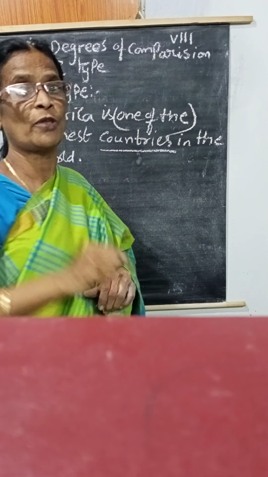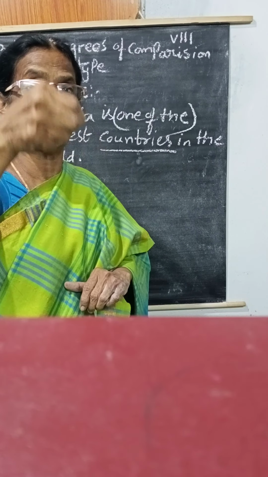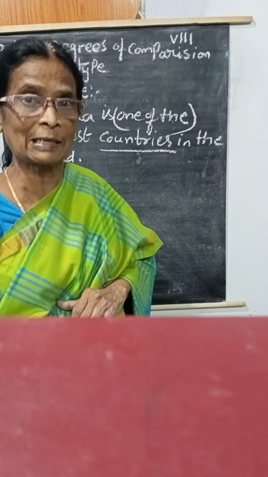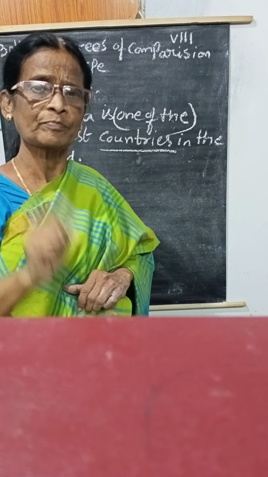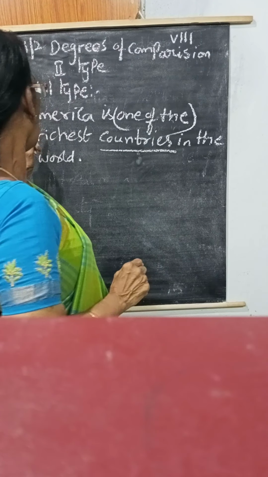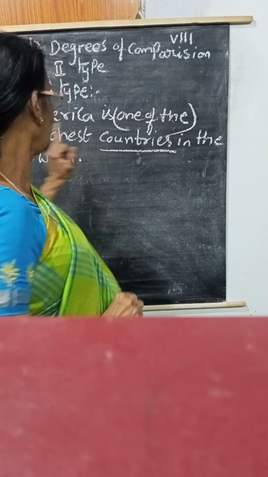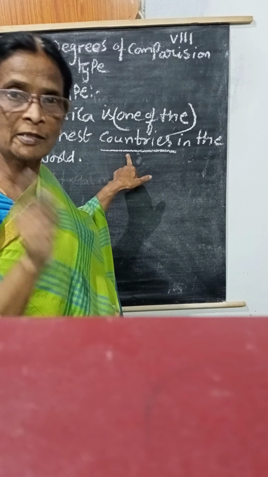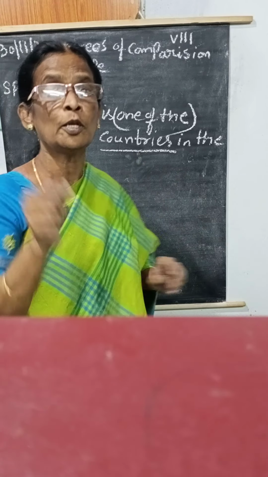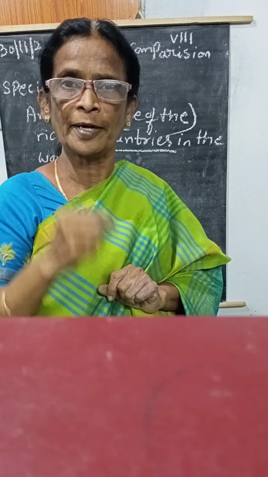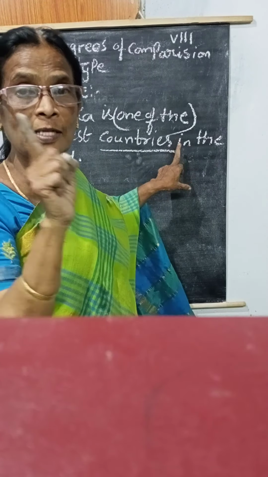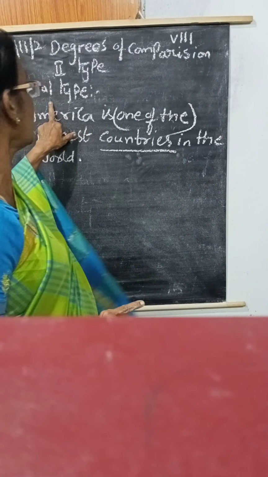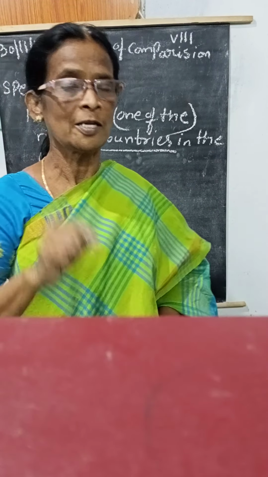One of is there also here. Sita is one of the cleverest girls in the class. Among the girls, we selected Sita. Have you understood, ma? So, America is one of the richest countries. In the special type, the common noun is in plural. To identify the special type, the common noun is in plural. When there is a plural, you have to think that it is the special type.